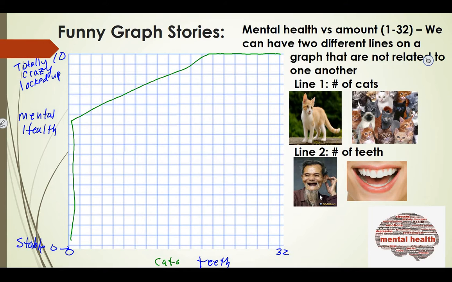So no teeth would be the 32. They've lost all their teeth. So that would be totally stable or crazy. It could be a baby too. Baby doesn't have any teeth. Babies are crazy too. All right. Okay. Totally locked up if we've got all our teeth. Got it. Okay.